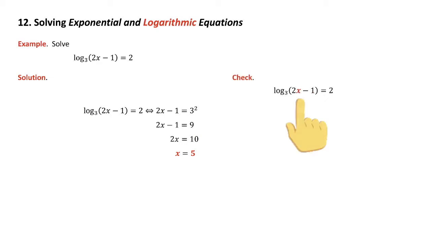Let's put x equals 5 in here. Right, plug in x equals 5. So 2 times 5, 10, minus 1 is 9. So is log base 3 of 9 equal to 2? Well, you can convert it over. It means 9 equals 3 squared. Yeah, that works. So again, it's a good way to check your work.